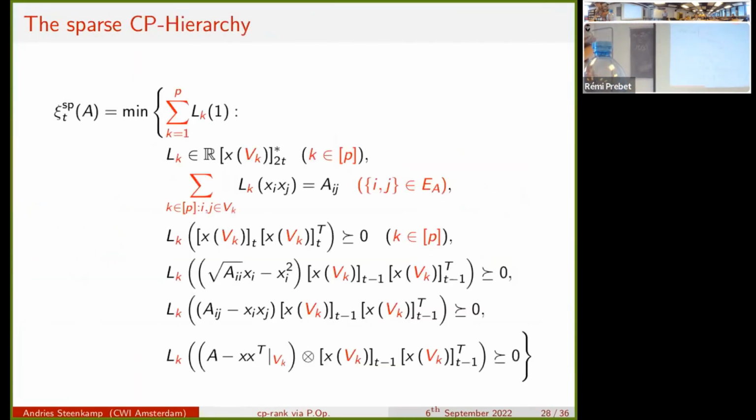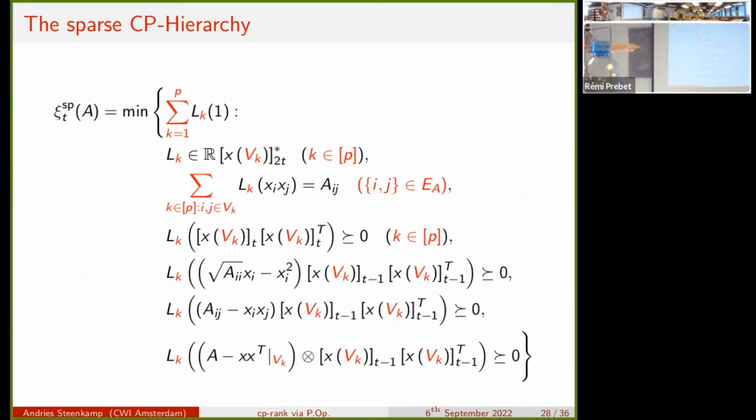So essentially, this is now your sparse hierarchy. The weak sparse hierarchy is, instead of taking this matrix as is, you truncate it only to the principal minor supported by this VK. So you end up with a VK by VK matrix instead of the n by n matrix. They are not equivalent. So you end up with a strictly weaker hierarchy.